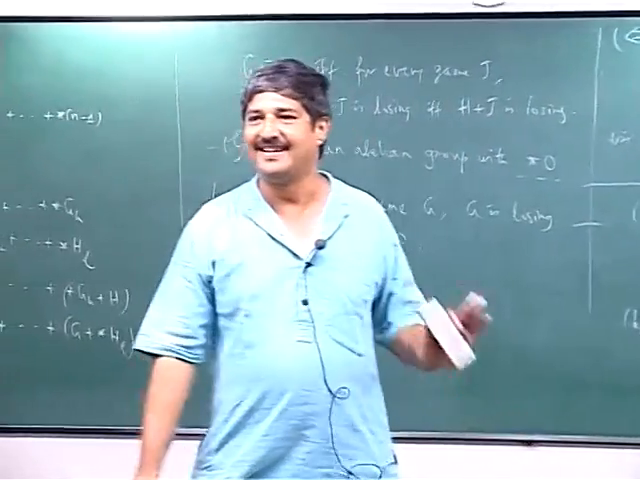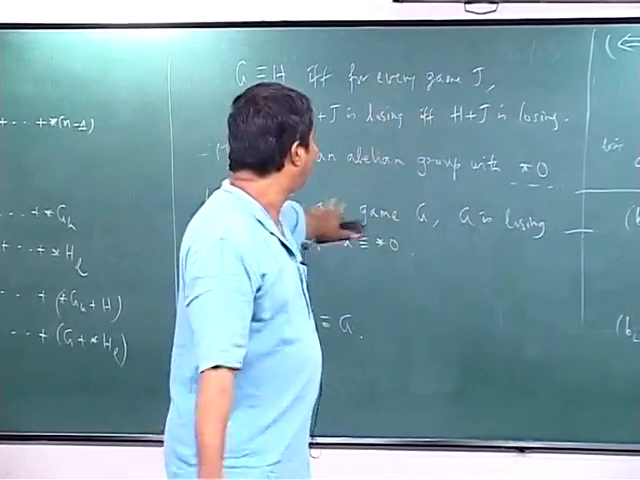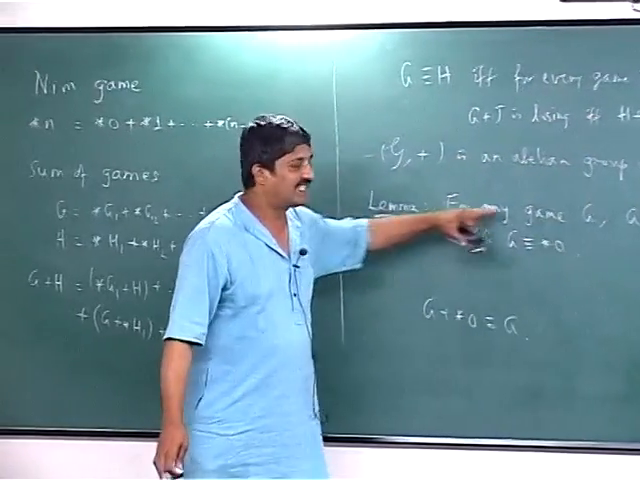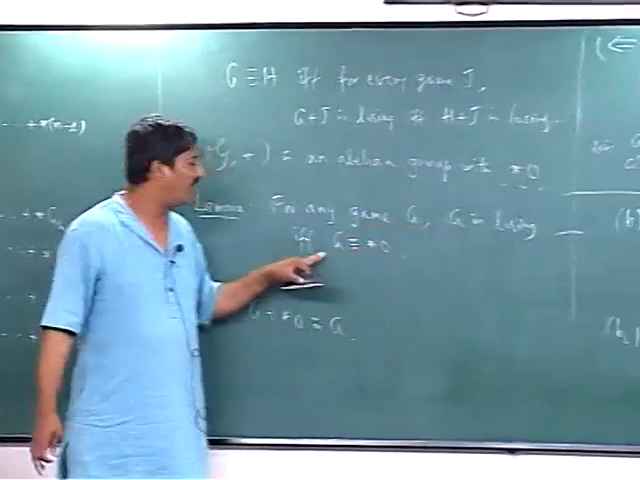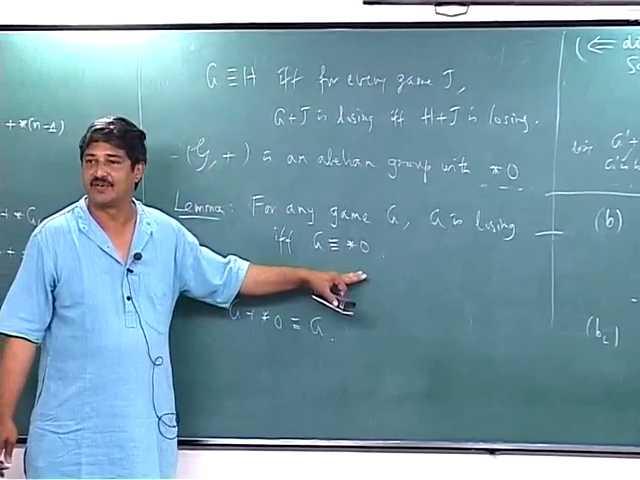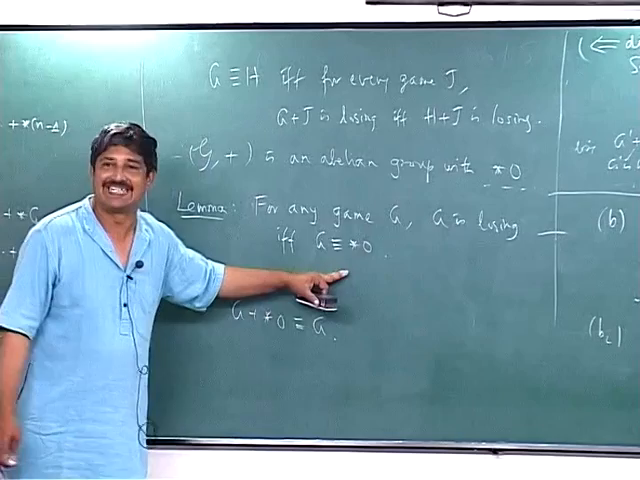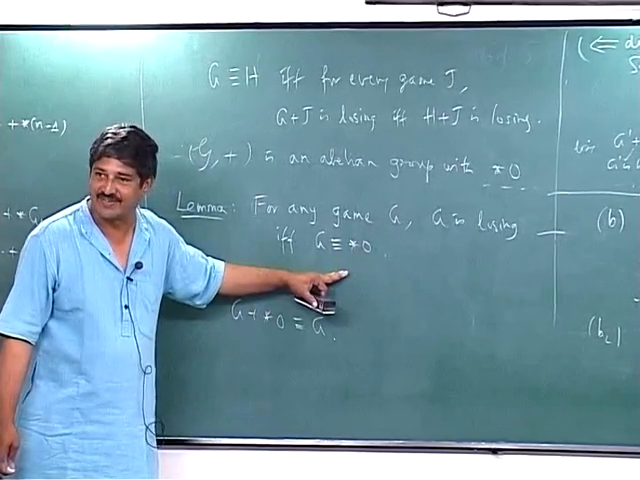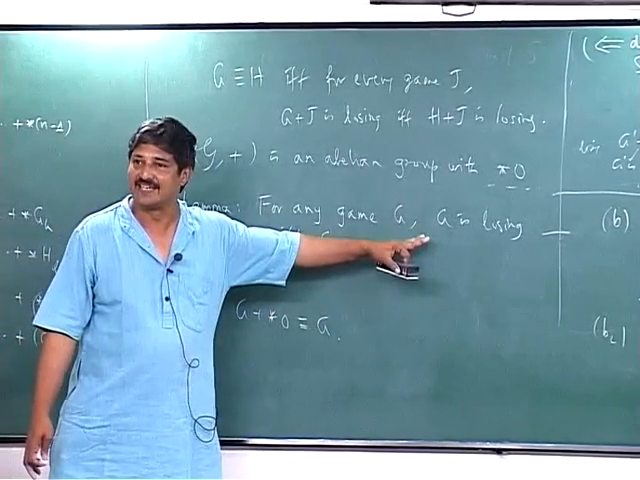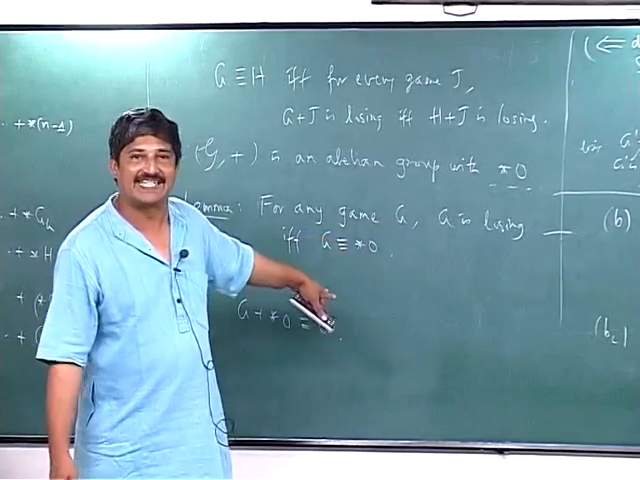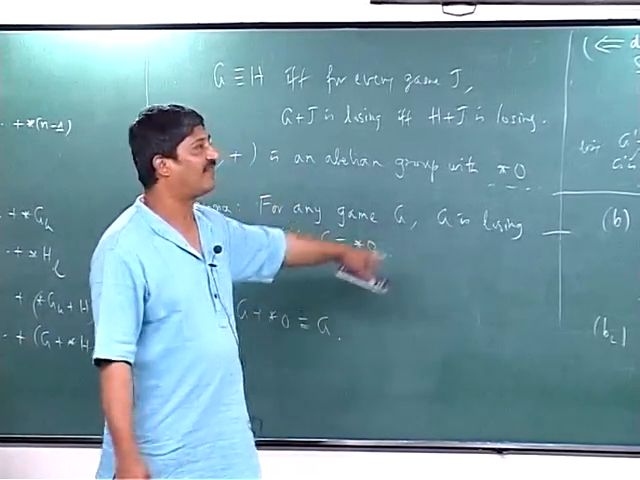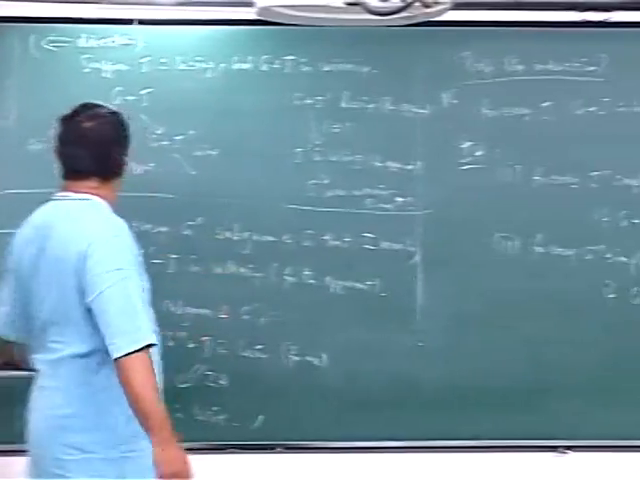Yeah, the statement is being proved for any game G. We are trying to show G is losing if and only if G is equivalent to star 0. Of course, one way is clear: if G is equivalent to star 0, then G is losing. You just have to prove the other direction. For every losing game, we are trying to show this equivalence.